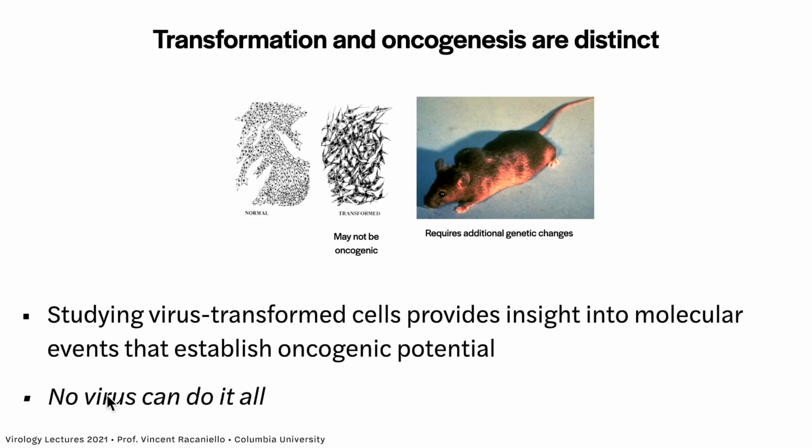So when you think about viruses and cancers, the virus is not doing it all. The final cancer is a property of cells dividing and mutating. The virus just makes them transform. So we have transformation on the left, normal cells and transformed cells, which have different properties. These may or may not be oncogenic, actually. They still need to sustain additional mutations to cause a tumor. Additional genetic changes are needed. So that's a very important thing to remember.